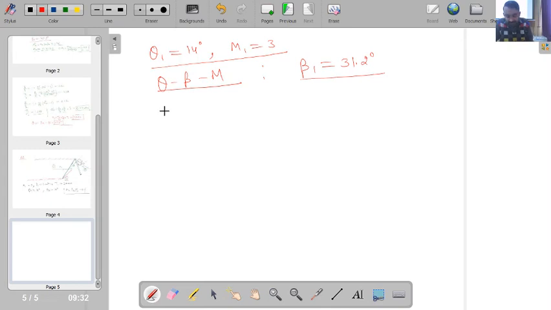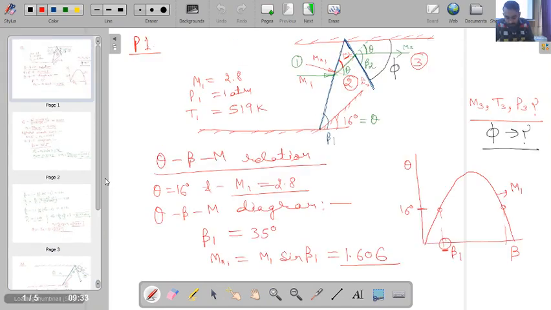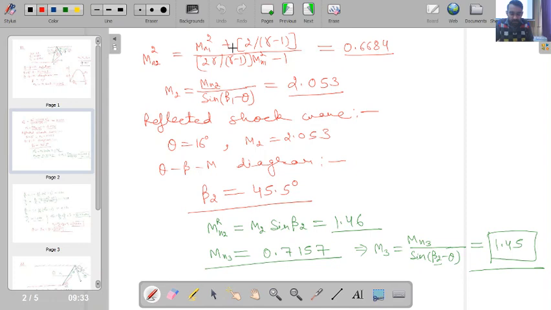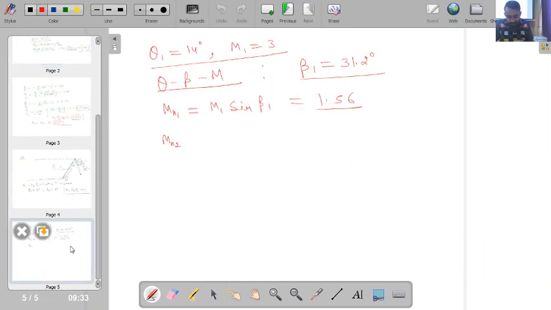If we have calculated this, then Mn1 will be equal to M1 times sine of beta 1, which is coming out to be 1.56. Then I can calculate Mn2. What will be the formulation? Mn2 square is equal to Mn1 square plus 2 by gamma minus 1, 2 gamma by gamma minus 1, Mn1 square minus 1. So using this formulation I can calculate the value of Mn2, and Mn2 will be 0.6809. Okay, is this point clear?